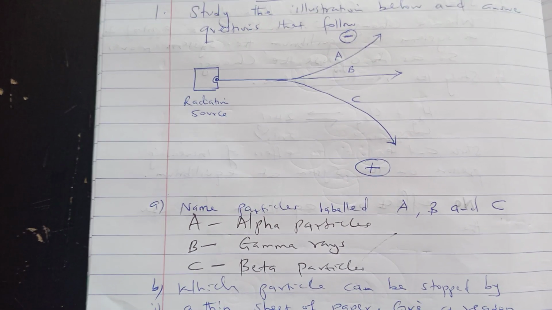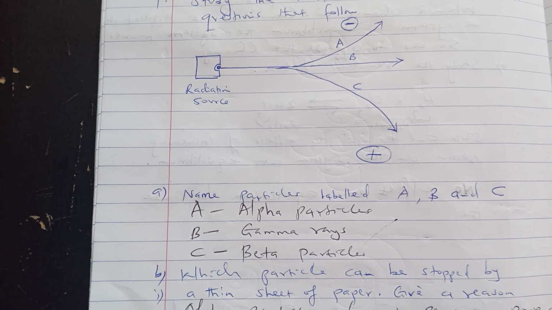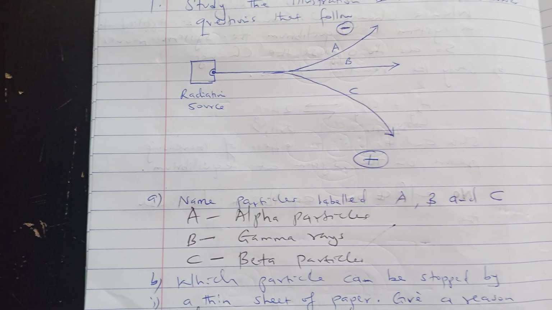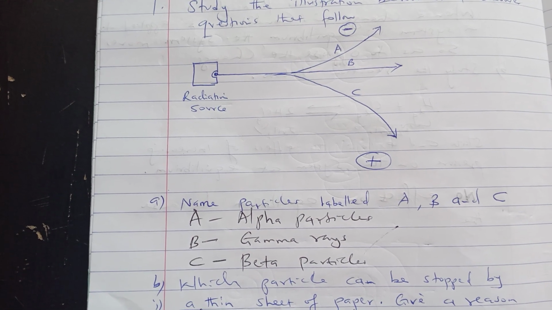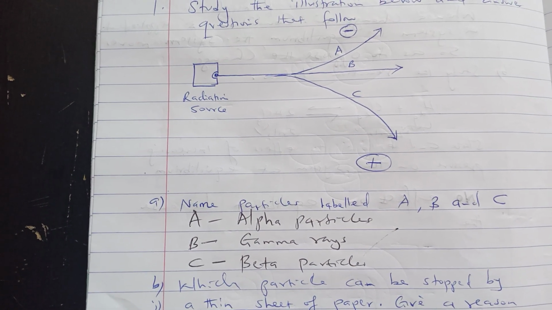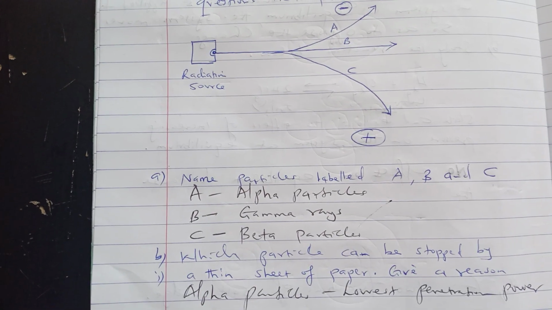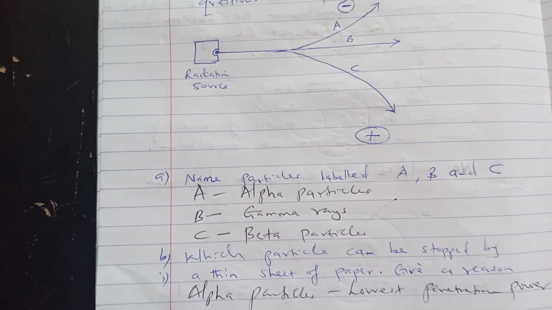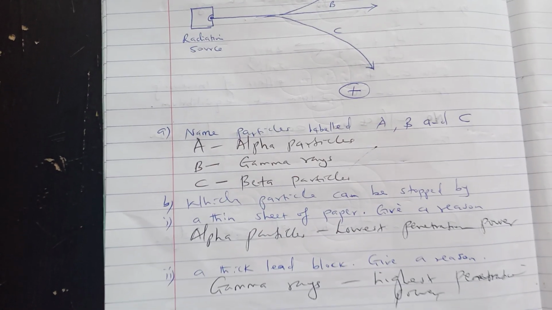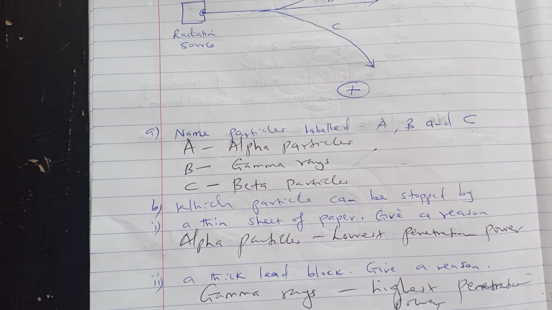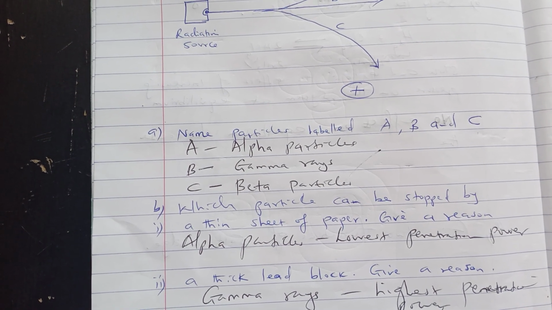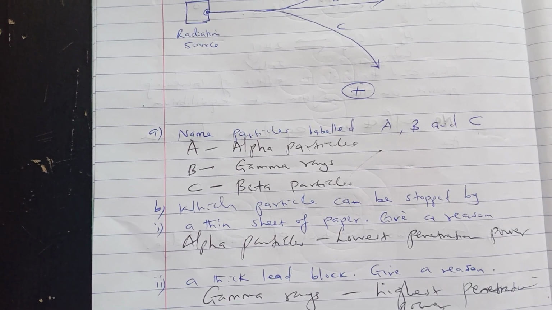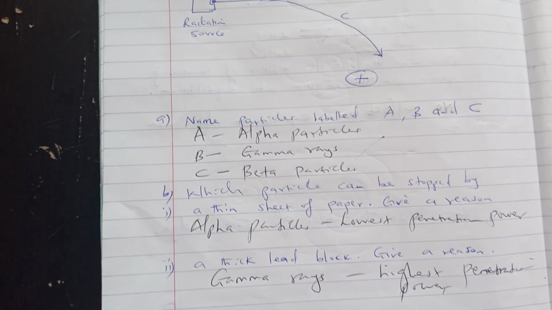And then the next question says, which particle can be stopped by a thin sheet of paper? Give a reason. We said that alpha particles have the lowest penetration power, therefore they can be stopped by a thin sheet of paper. So the answer is alpha particles, lowest penetration power is the reason. And then gamma rays have the highest penetration power. Therefore for a thick lead block, the radiations that are stopped are gamma rays. Reason, they have the highest penetration power.